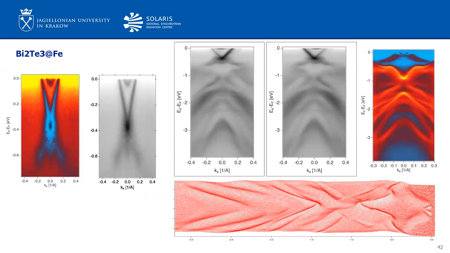Okay, and here is a topological insulator with magnetic monolayers. And you can see the change of the band structures during the change of the exposition of the magnetic atoms.